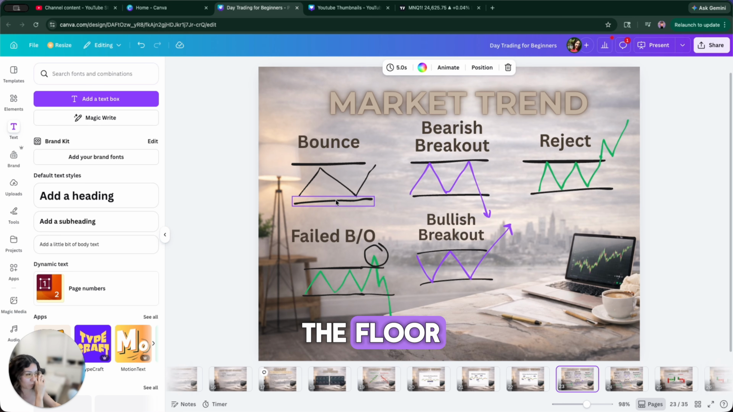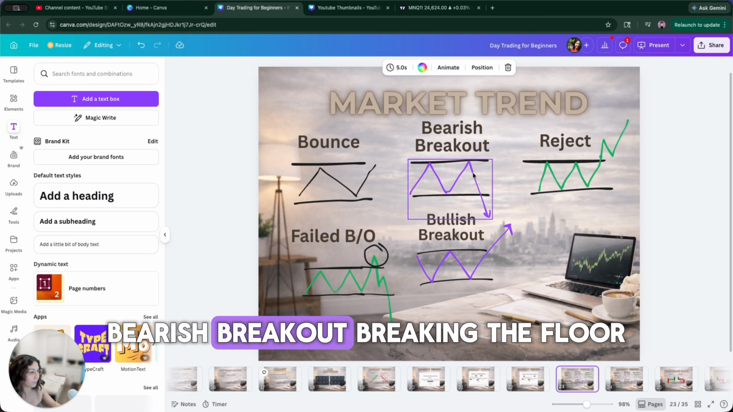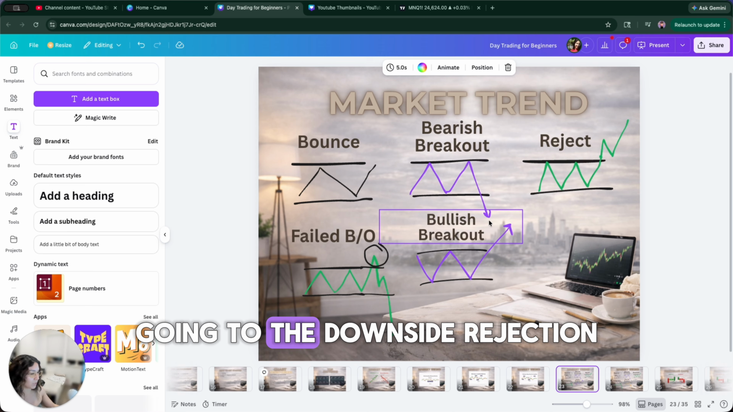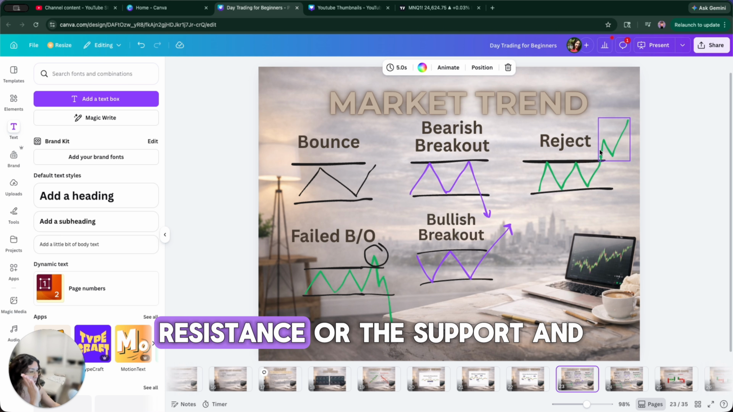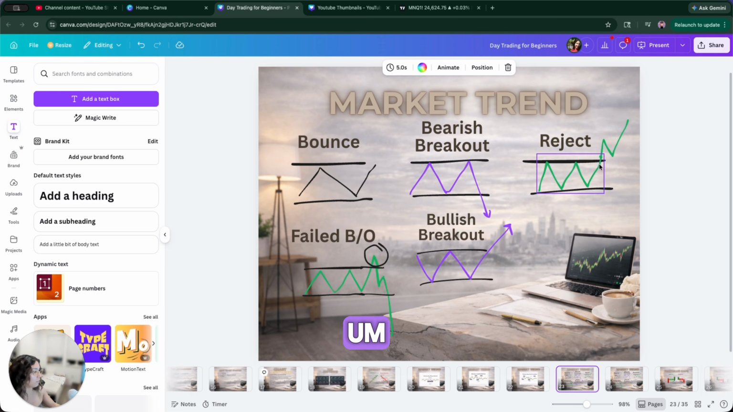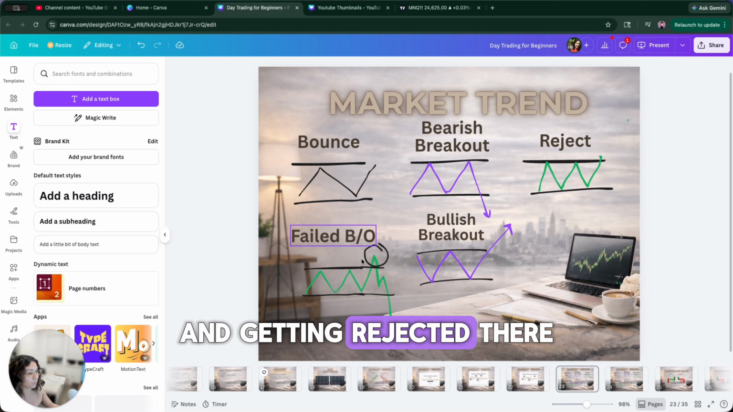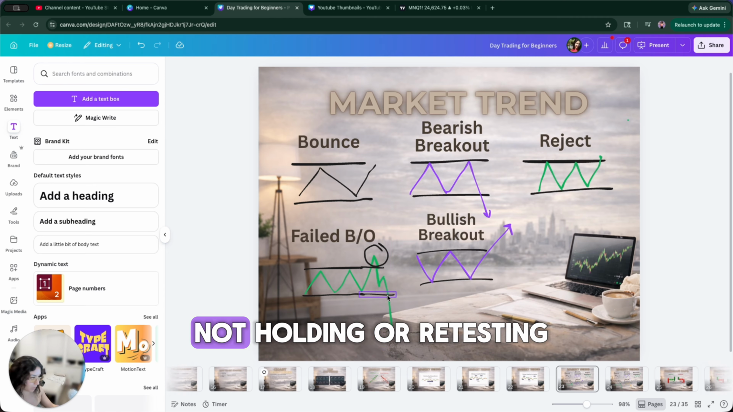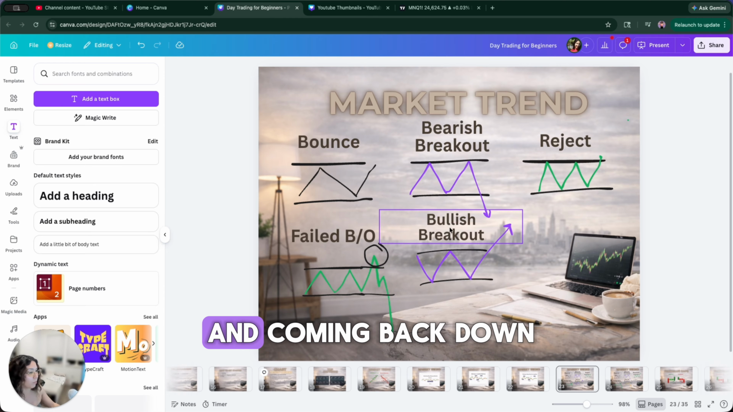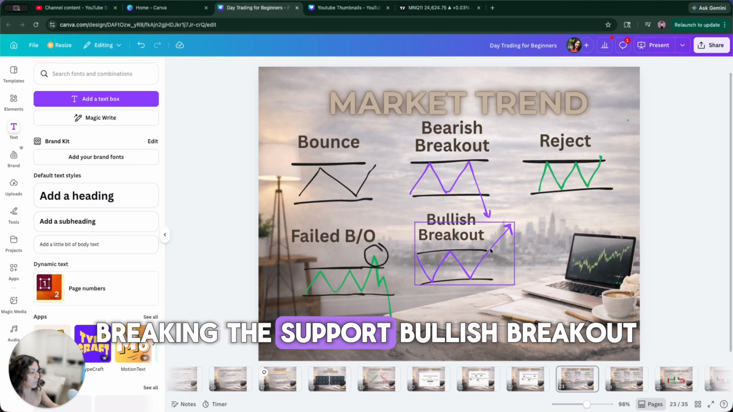So let's just go ahead and review really quick. A bounce, bouncing from the floor. Bearish breakout, breaking the floor, going to the downside. Rejection, breaking away from the resistance or the support, and getting rejected there without going further. A failed breakout, breaking out and then not holding or retesting and coming back down, breaking the support.